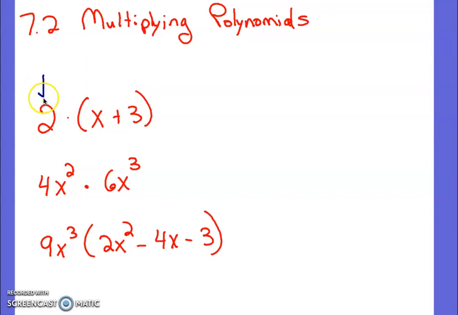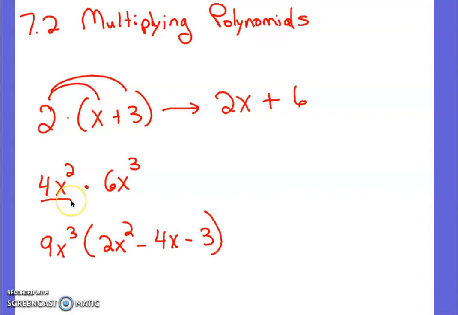Well, notice, what is this? That's a monomial. And what is this? That's a binomial. And so you guys have been multiplying polynomials for quite some time. It's just you didn't know they were called polynomials. So all we're going to do is still use the distributive property. So 2 times each of these, and so the result will be 2 times x, and then 2 times 3 would be plus 6. And so that's multiplying polynomials. It's the same thing we've been doing. It's just now we know that they're called polynomials.